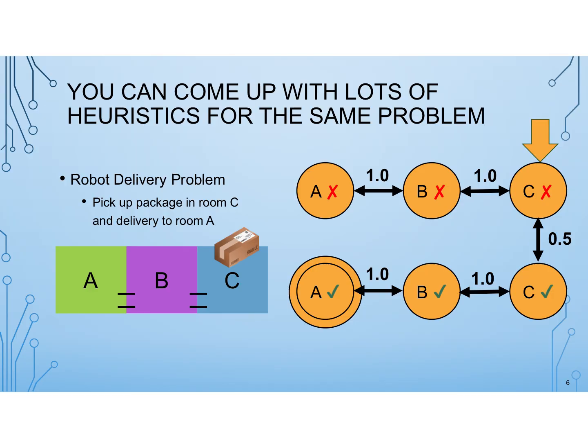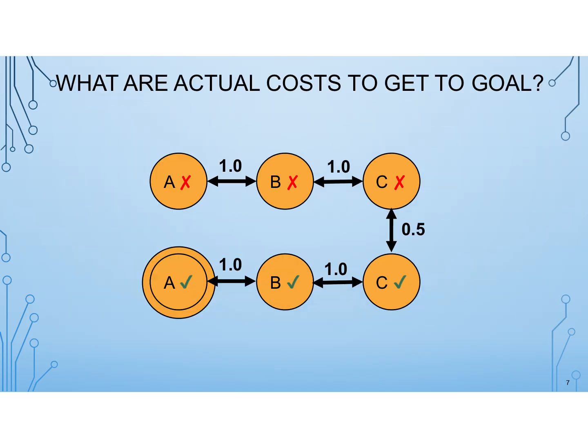And we could have a more expensive solution to this problem. Like I could say, start here, don't pick up the package yet. Instead, go to room B, then go back to C, then go back to B, then go back to C, then go and pick up the package, then go to B, then go to A. Not exactly ideal, but it's a legitimate path. It's just not as good as the shortest path.